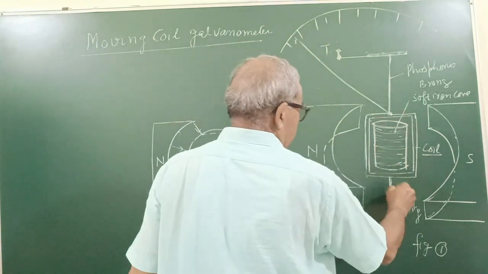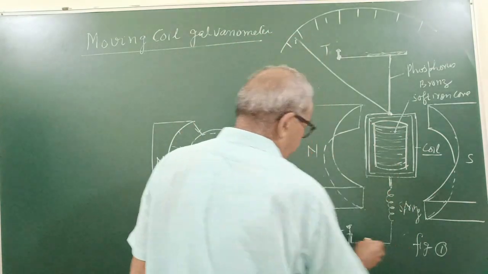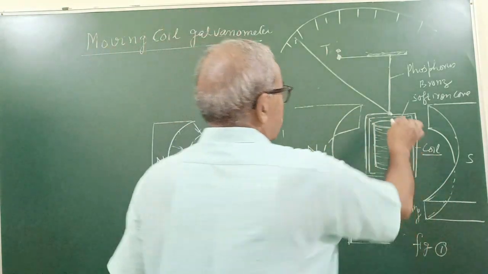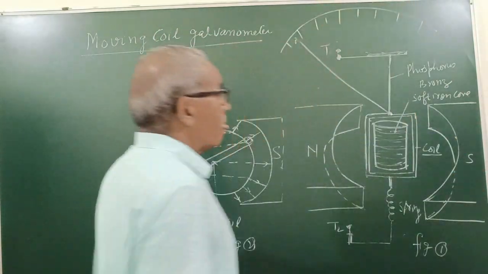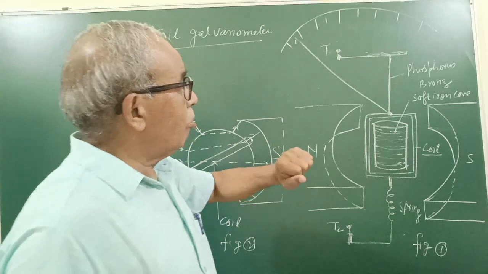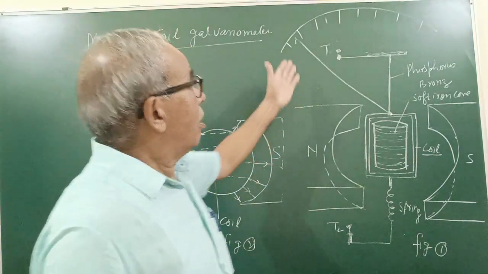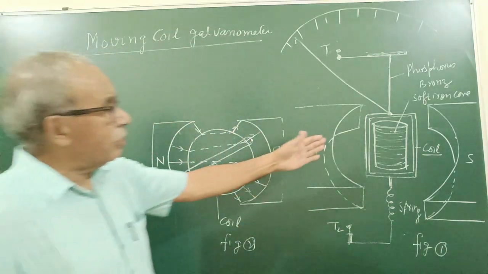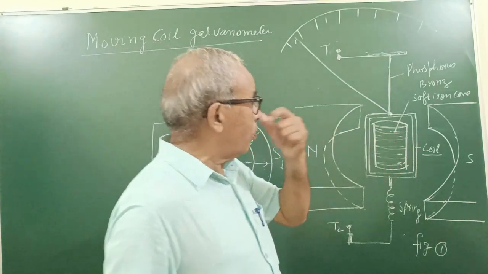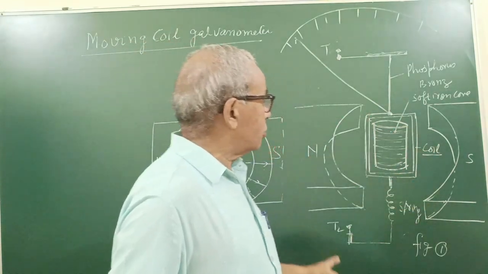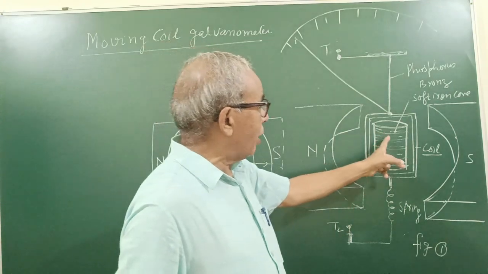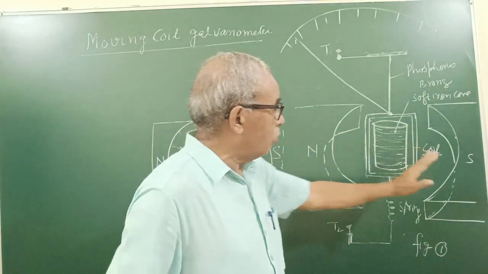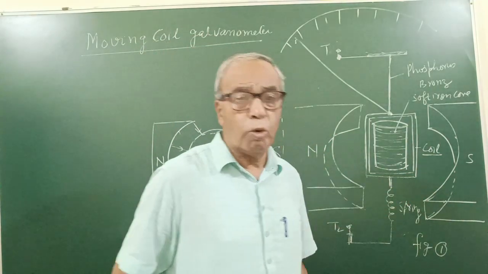Now this coil is connected here to a spring, and these are two terminals. In our NCERT book diagram, the scale is shown here, but in fact the galvanometer which you use in the lab has another configuration, but the main things are the same. So the galvanometer consists of a rectangular coil wound around a soft iron core, suspended in a magnetic field produced by the concave north pole and south pole.